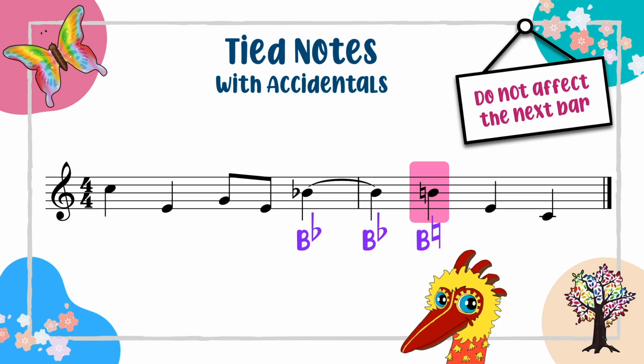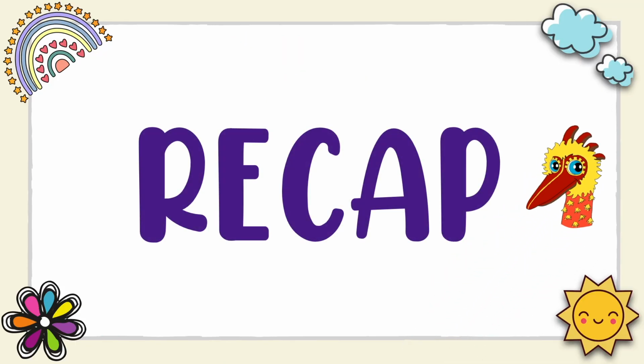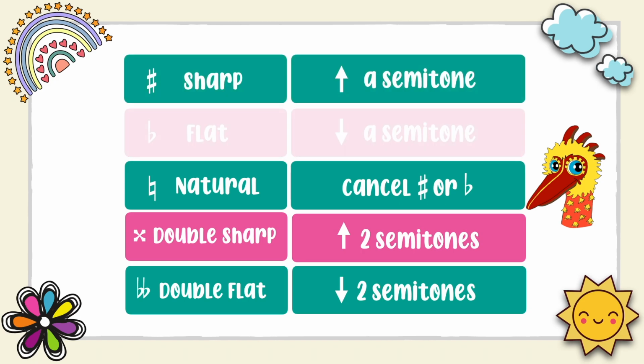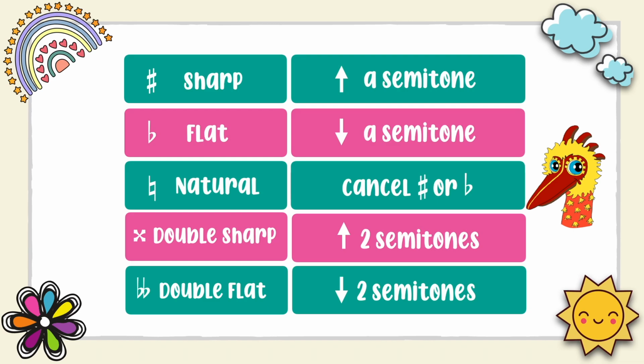Roger that. Let's recap. Take a look at this table. A sharp is to raise a note by a semitone. A flat is to lower a note by a semitone. A natural is to cancel the sharp or flat of the note. A double sharp is to raise the note by 2 semitones. And lastly, a double flat is to lower the note by 2 semitones.